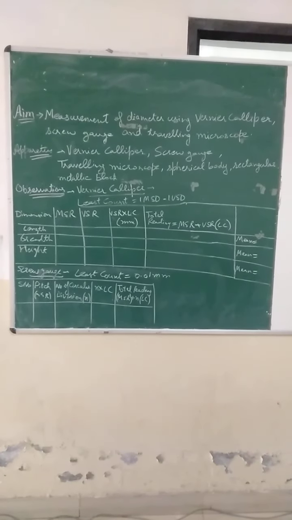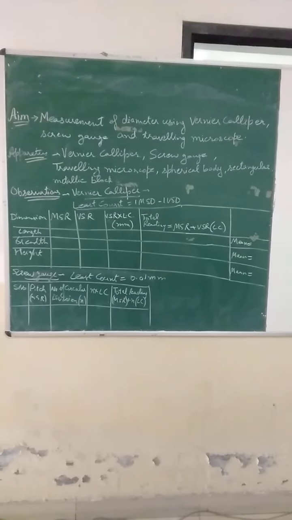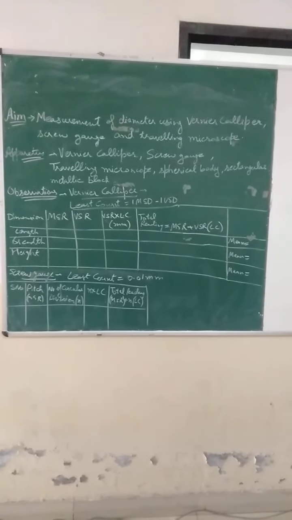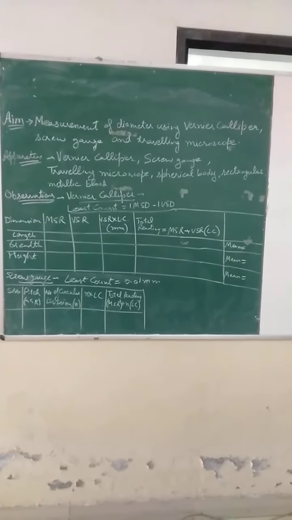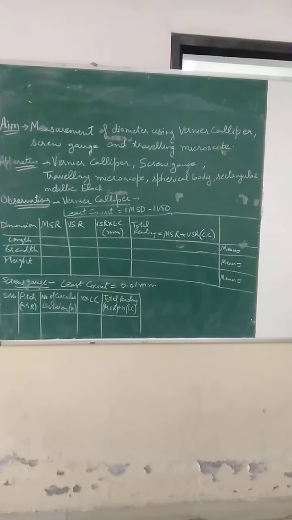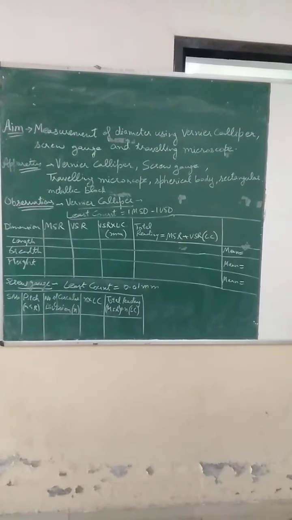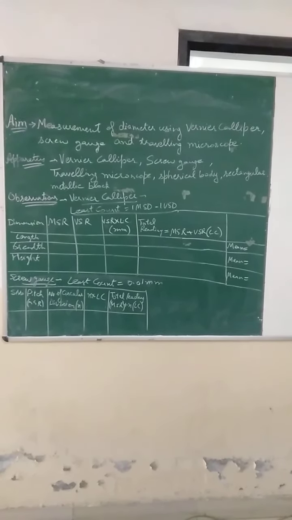So here is the observational table for the vernier caliper, where we can measure the dimensions length, breadth and height. Main scale reading and vernier scale reading, MSR and VSR, are for that. The total reading will be main scale reading plus vernier scale reading multiplied by least count, where least count is 1 main scale division minus 1 vernier scale division, and we can evaluate the mean of the length, breadth and height.